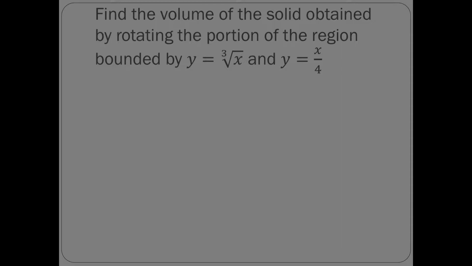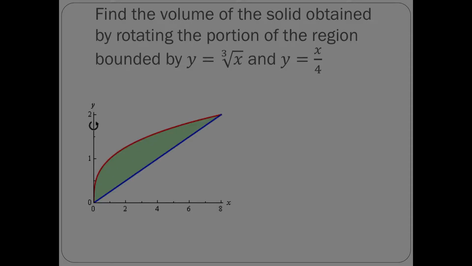Okay, we could do either one, right? But they would be different volumes. Please understand that. There's not a nice symmetry here, right? Your graph should look like this. Rotating about the x-axis would be a different volume than rotating it about the y-axis.